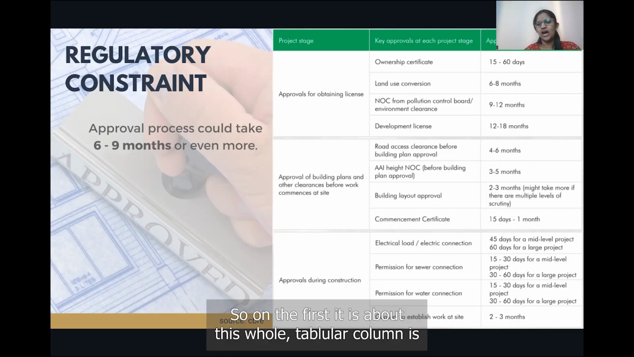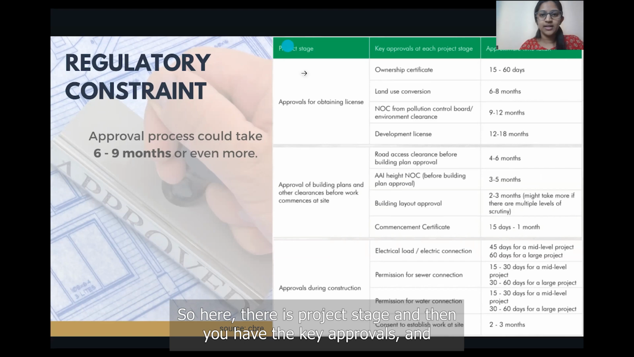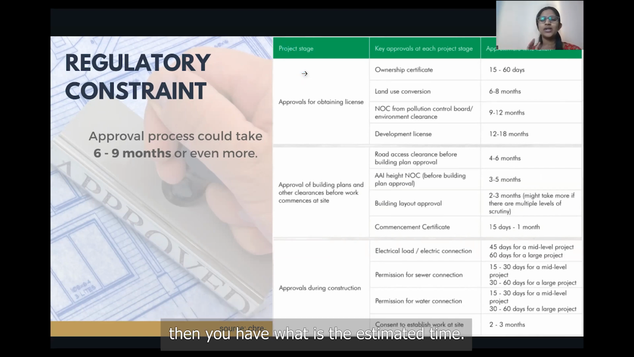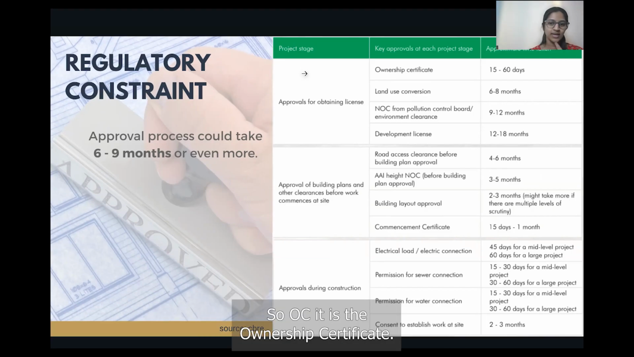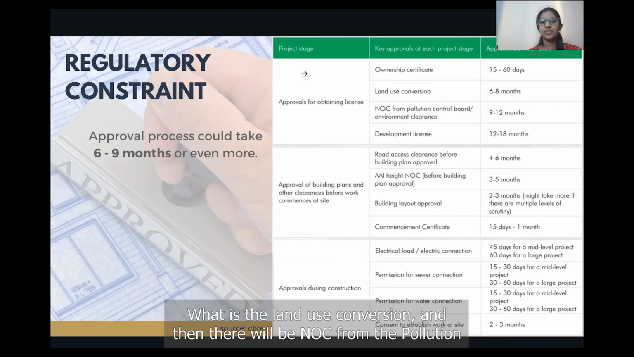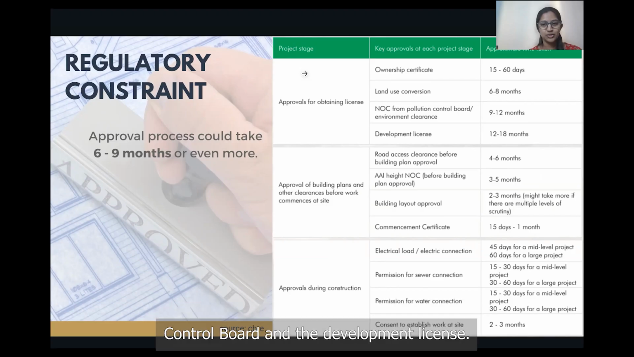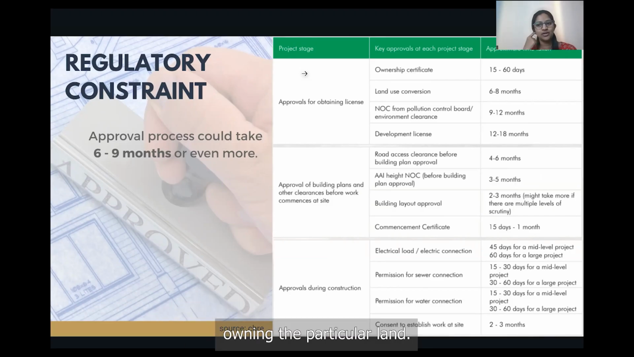So on the first, this whole tabular column is divided into 3 parts. So I'll just give you some clarity. Yeah. So here there is the project stage, and then you have the key approvals, and then you have the estimated time. Firstly, you have the approvals that are obtained for the license. So OC, it is the ownership certificate. What is the land use conversion? And then there will be the NOC from the Pollution Control Board and the development license. These are the basic licenses that you should have before owning that particular land.